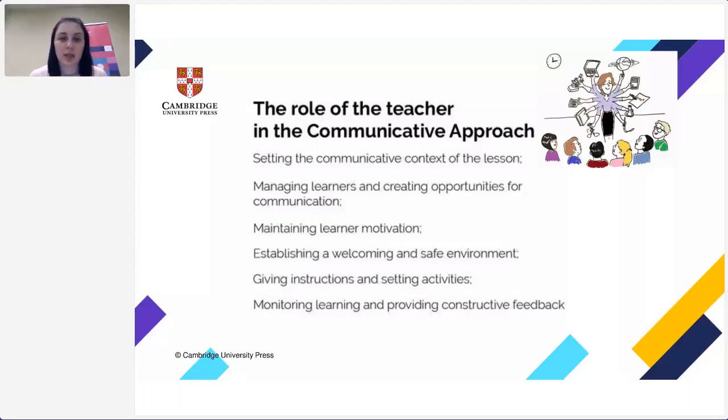Next one, maintaining learner motivation. Maintaining motivation means giving them tasks that are interesting for them and explaining or showing them through our tasks why English is important for them. Maybe give them some examples from everyday life, from the things you know, or show them that, for example, if you are playing computer games, you know that all the communication there is in English.